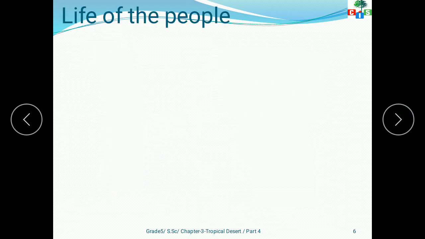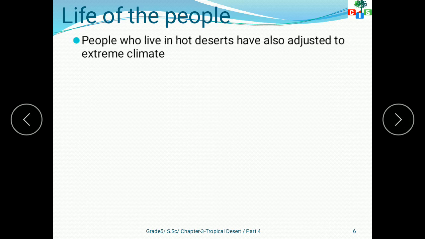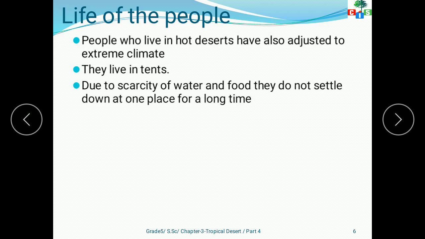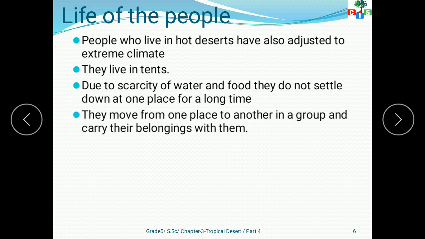Now let's find out about the life of the people over there. People who live in hot deserts have also adjusted to the extreme climate. They live in tents. Due to scarcity of water and food, they do not settle down at one place for a long time, and they travel from one place to another in a group and carry their belongings with them.